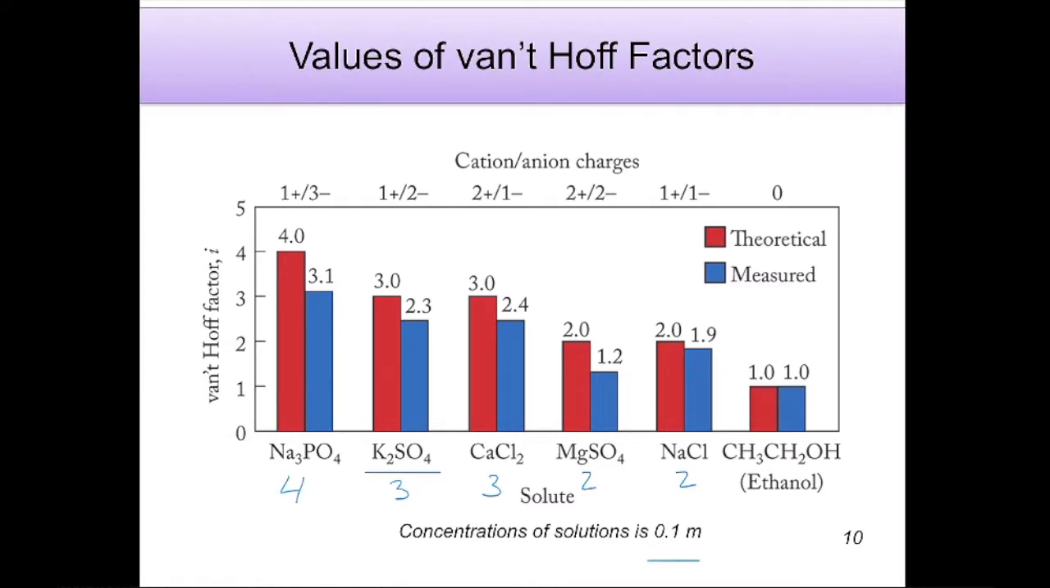Okay, so only ionic solids, only things that break up into ions, will have a measured Van't Hoff factor that is less than its theoretical. If the Van't Hoff factor is 1, it's going to be 1 theoretically, and that's also going to be the measured Van't Hoff factor.